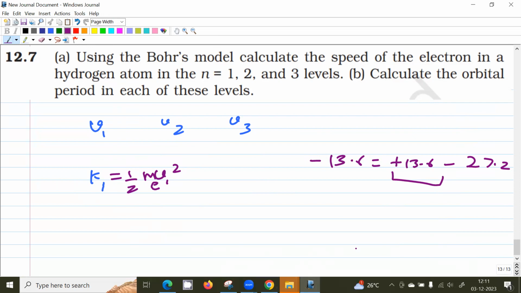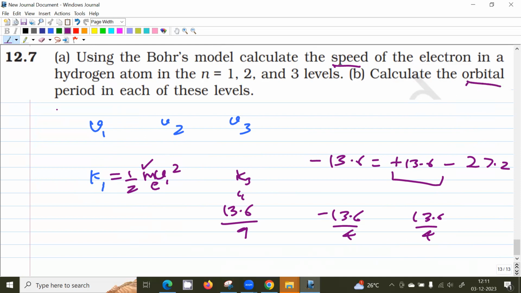So for n equal to 2, the energy will be minus 13.6 by 4, and kinetic energy will become plus 13.6 by 4. So K3 is 13.6 by 9. So K is known. The mass of the electron is a constant to be given. So from there I can find the velocity, right? So the first part is done. Speed is nothing but the velocity.